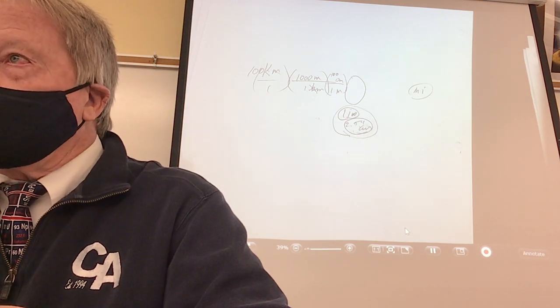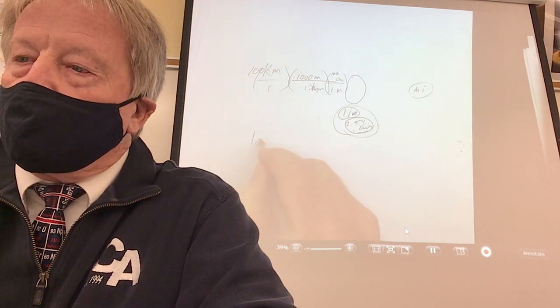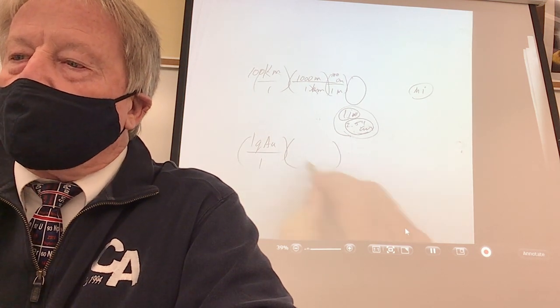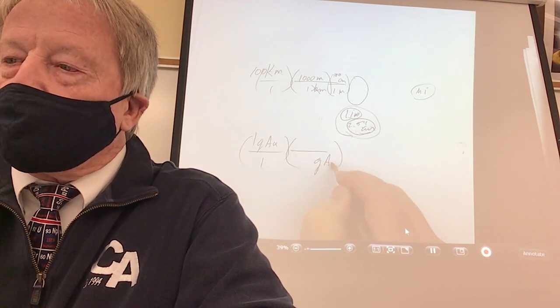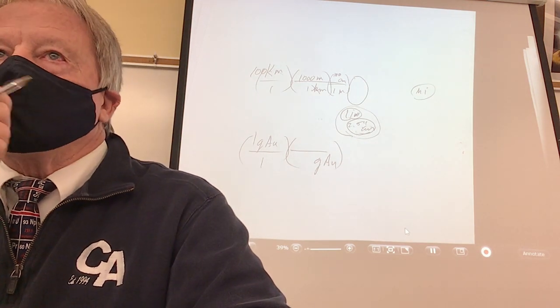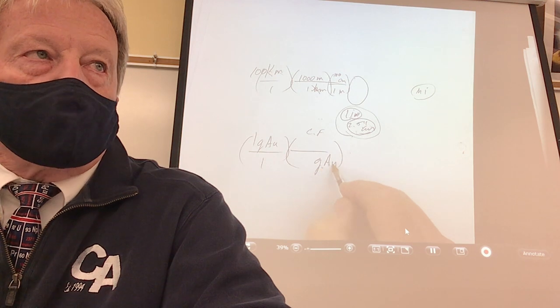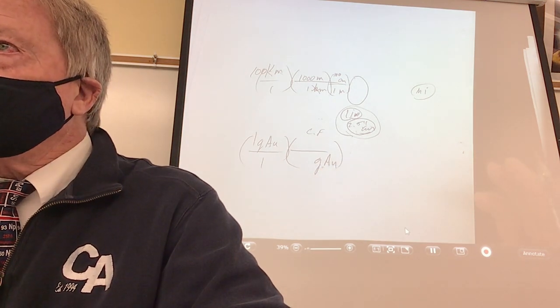Everybody in the room should be able to do that. So you put 1 gram of gold. I'm just going to use a symbol, okay? And then everybody in here should have been able to put this. Everybody in here should know that the next step is to multiply by a conversion factor that has grams of gold in the bottom. Yes?